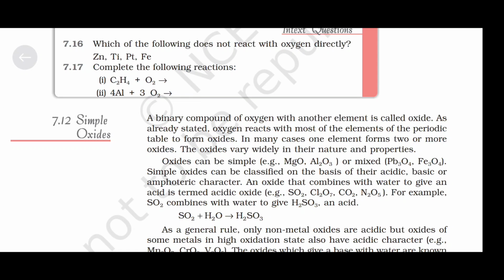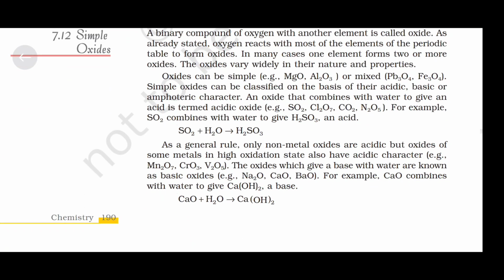As a general rule, only non-metal oxides are acidic, but oxides of some metals in high oxidation state also have acidic character. Example, Mn2O7, CrO3, B2O5, etc. The oxides which give a base with water are known as basic oxides. Example, Na2O, calcium oxide, barium oxide. For example, calcium oxide combines with water to give calcium hydroxide.